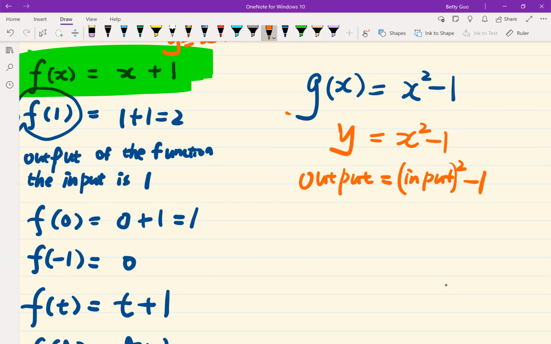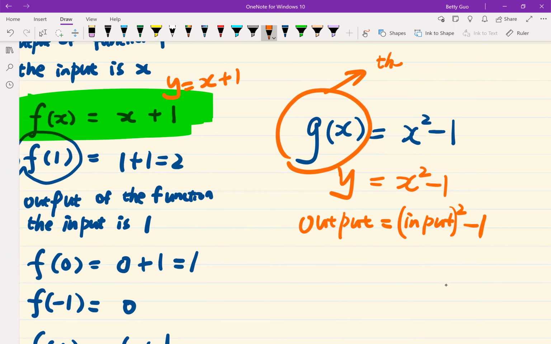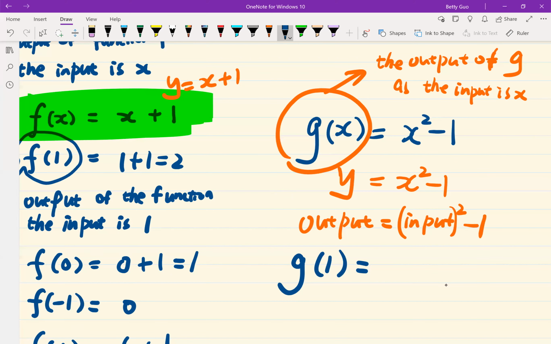So g of x here means the output of function g as the input is x. All right? So once again, let me see if you really understand it. And tell me, what is g of 1? What does g of 1, this notation, represent? What does g of 1 mean?